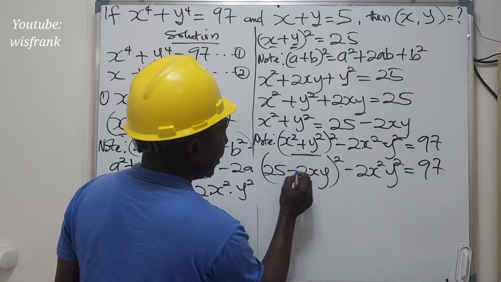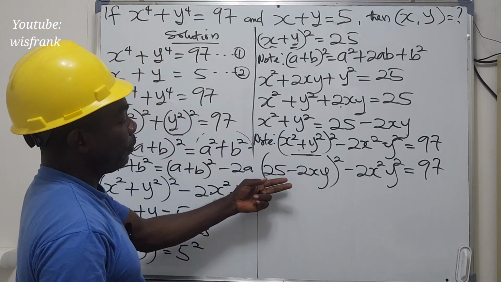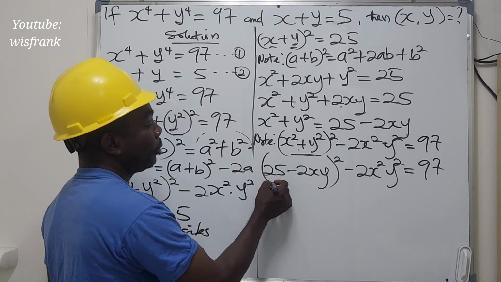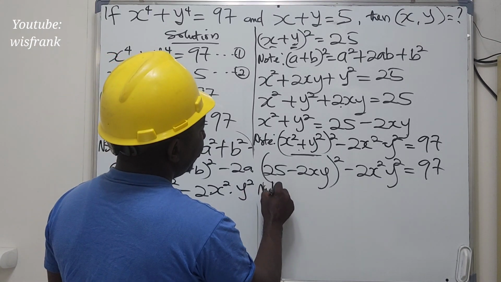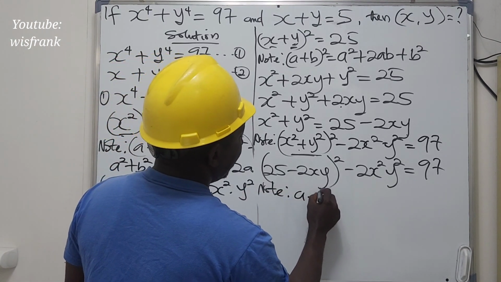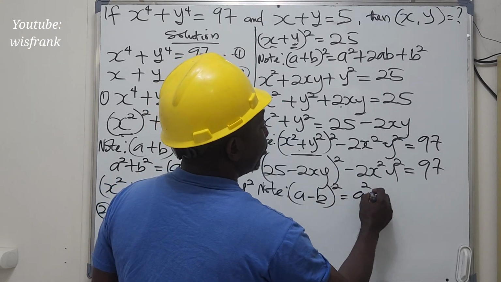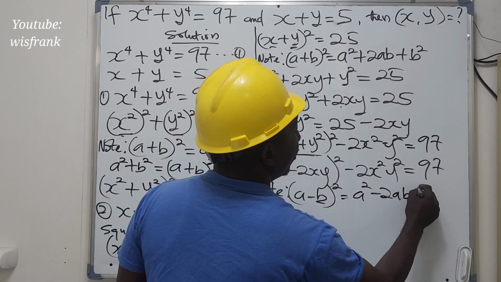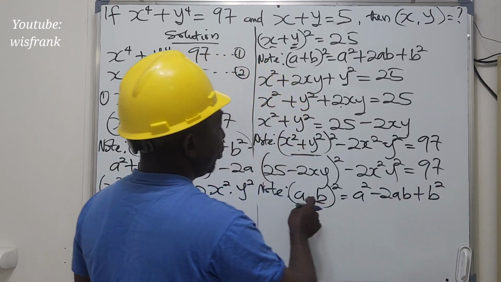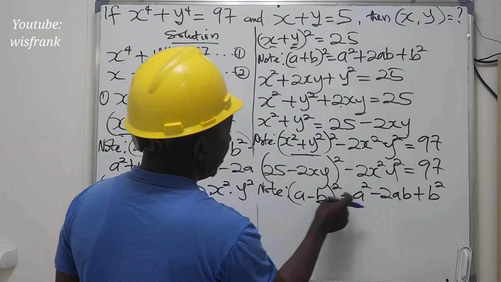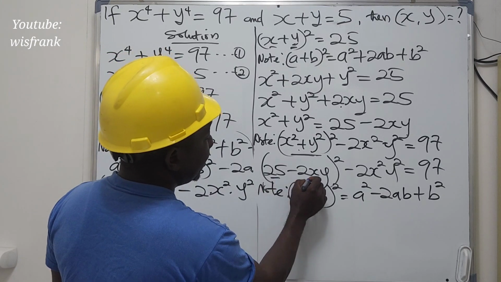So the whole of here is what we have here. So we are going to further simplify this. Before we do that, we recall, note, that (a minus b) all to the power of 2 is the same thing as a to the power of 2 minus 2ab plus b to the power of 2. So we are going to express this in this format, where this is our a and this is our b.